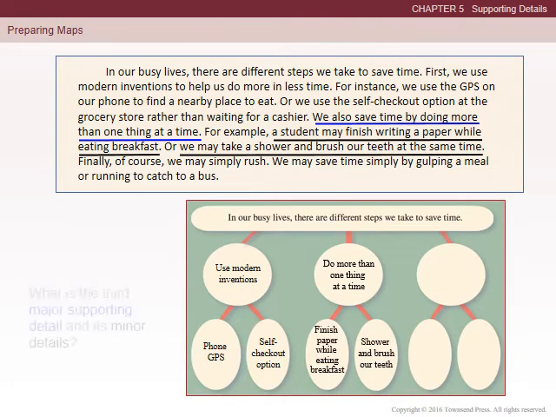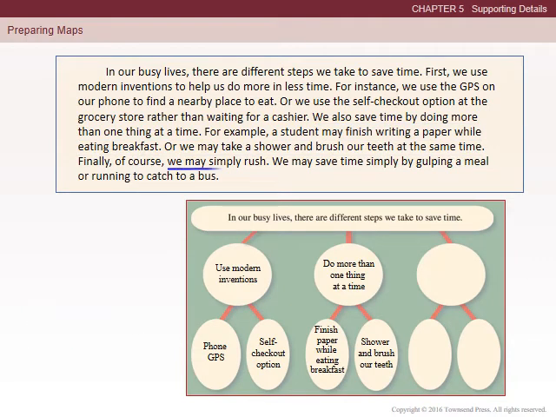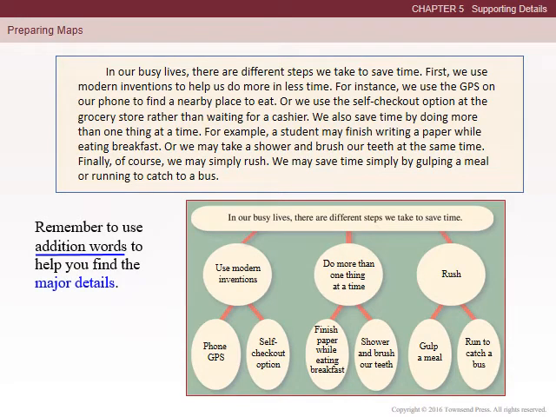Okay, and then the last one is introduced with the word finally, right? Finally, we may simply rush, and we include that as a major supporting detail. And then we have the example afterwards. You'll notice that in this last example, it doesn't use the words for example or for instance. So sometimes we can introduce an example without using a transition. So again, remember that addition words are going to help us to find the major supporting details. And whenever we say for example or for instance, it's going to be minor supporting details.